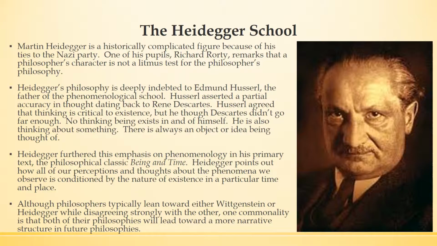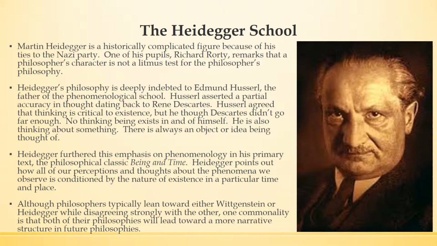But one of his pupils, who would become a very well-known philosopher in his own right, Richard Rorty, remarks that a philosopher's character should not be our litmus test, should not be our evaluation of the philosopher's philosophy. And Rorty uses the example that if you were to say that Einstein had particular character flaws, that would not influence the way that you would evaluate Einstein's science. And so it also is not fair to do that to a philosopher.